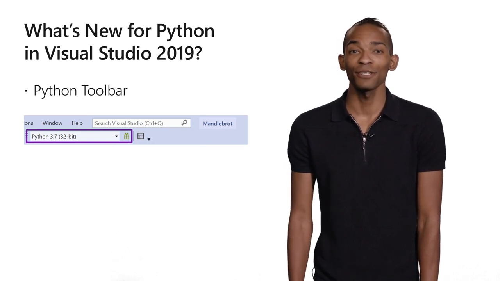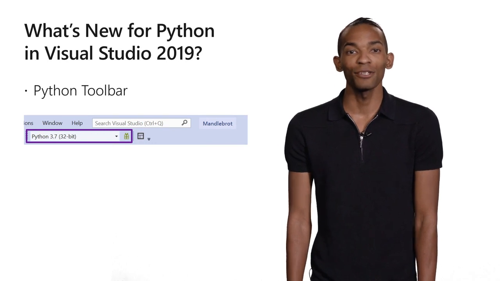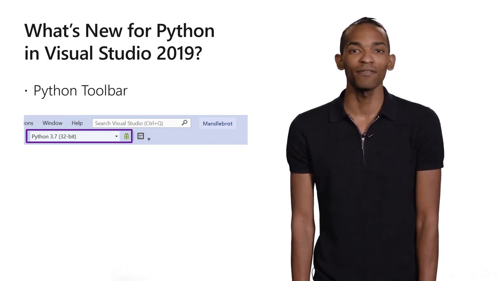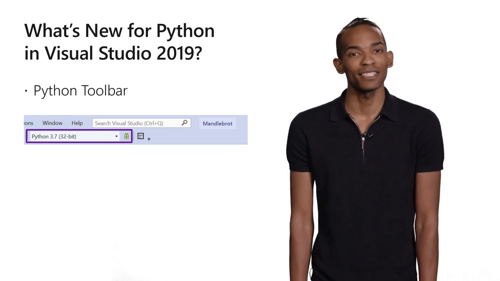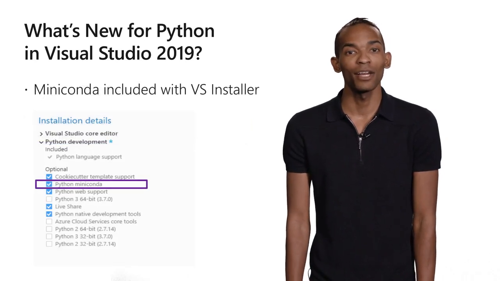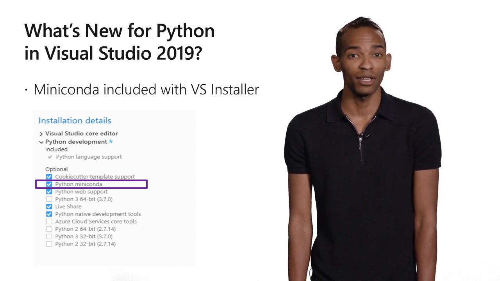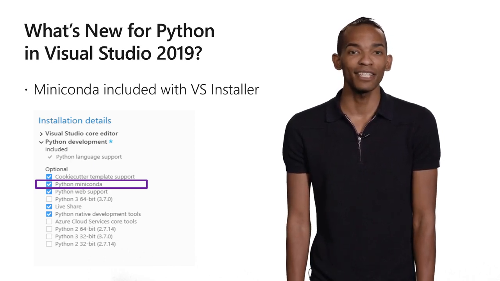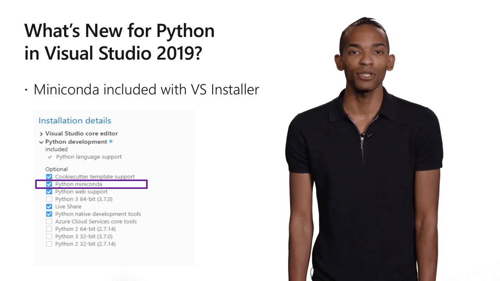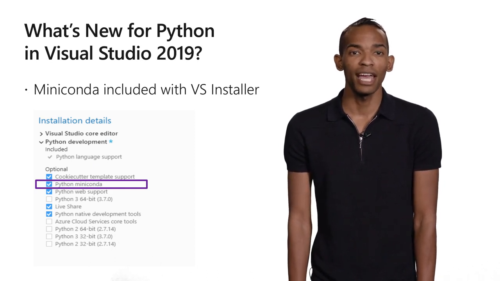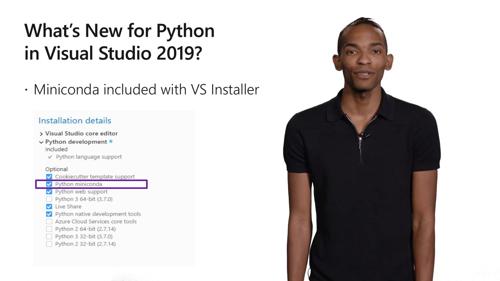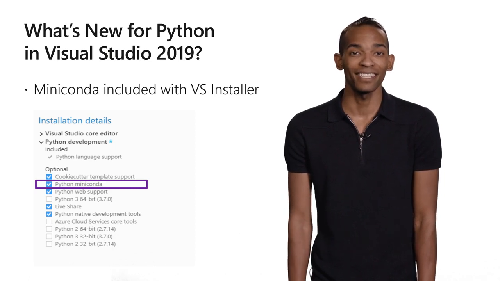We've introduced a Python toolbar, which appears whenever you open a Python file. The toolbar allows you to create virtual environments as well as Conda environments and manage packages within those environments. We now include Miniconda by default within the Visual Studio installer. This decreases installation times, enabling you to get started more quickly with your code and to create Conda environments without the need to install Anaconda.